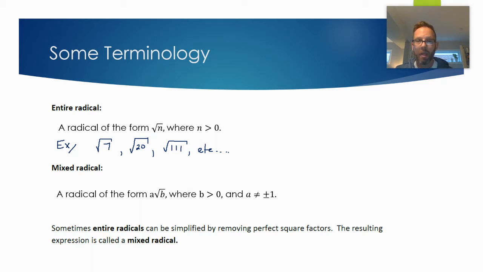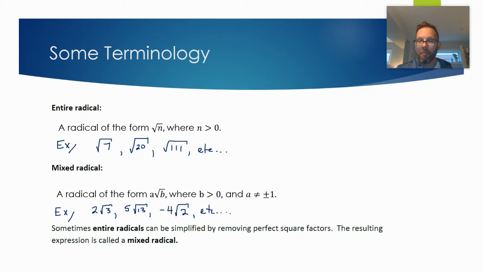be bigger than 0. A mixed radical is of the form some number times the root, or some whole integer value times a radical, where the radicand is bigger than 0. It has to be bigger than 0 because you can't root a negative number. And the value of a isn't 1 or negative 1, because if it's 1 or negative 1, it's kind of like an entire radical. So a few examples might be 2 root 3, 5 root 13, negative 4 root 2. Those are all examples of mixed radicals.